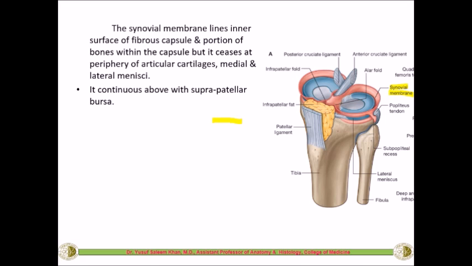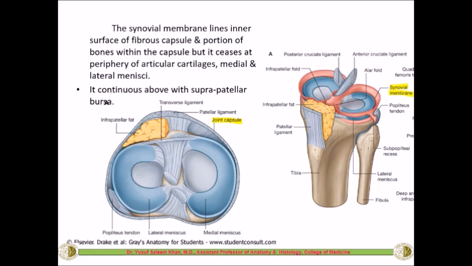And this synovial membrane will continue above into a bursa which will be connecting with the knee joint. This is called the suprapatellar bursa. We will discuss this bursa again in detail when we discuss the bursae itself.